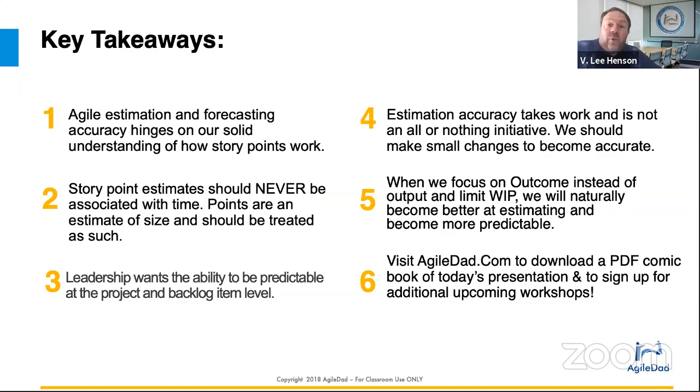Estimation accuracy takes work. It's not an all or nothing initiative. You can try things like rapid release planning, make small changes to your daily stand-up and other times to help your estimates become more accurate. When we focus on outcome instead of output and limit our WIP, and WIP stands for work in progress, we'll naturally become better at estimating, become more predictable.